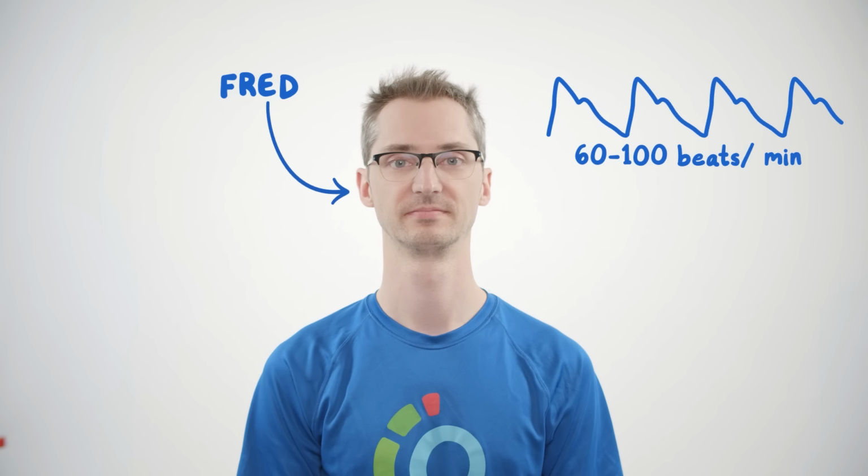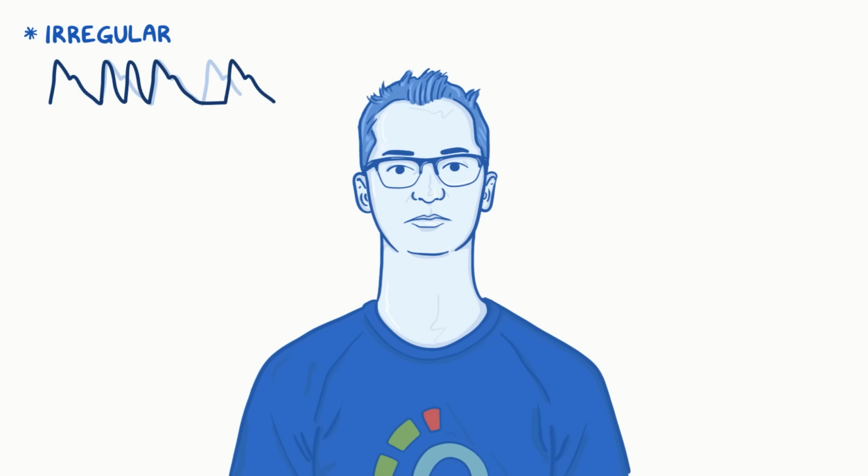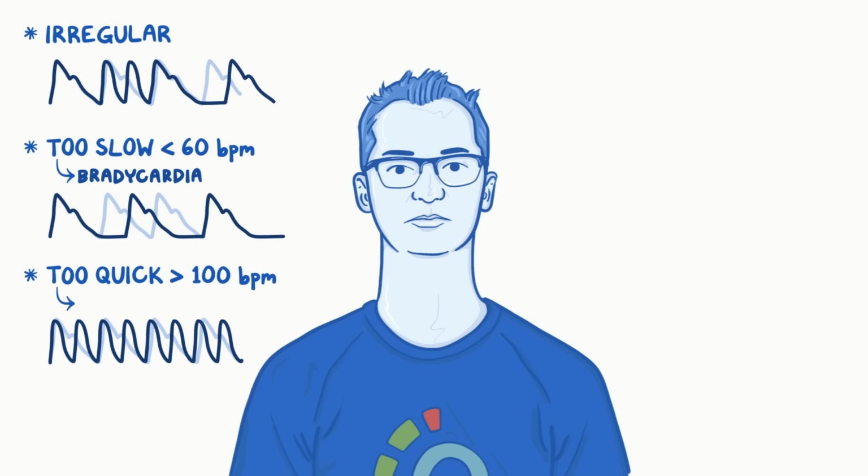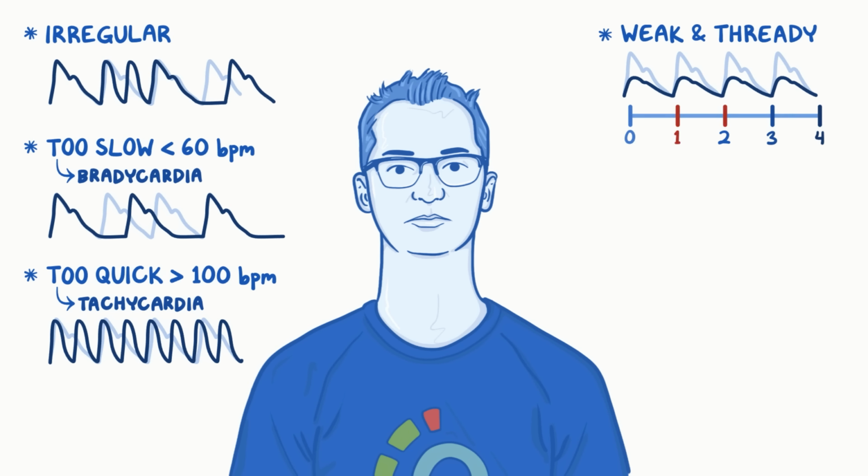The rhythm is regular, and on a scale of 0 to 4, the force of Fred's pulse is a 3, which is normal. But what if Fred's pulse isn't normal? For starters, the rhythm could be irregular, or the pulse could be too slow, fewer than 60 beats per minute, which is called bradycardia. On the other hand, Fred's pulse could be too quick, more than 100 beats per minute, which is called tachycardia.